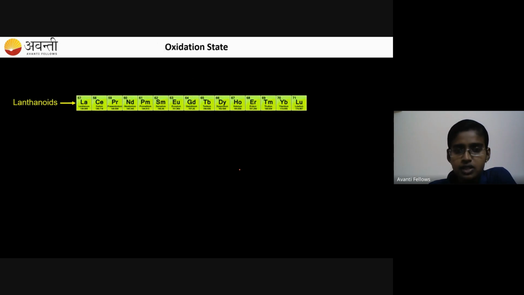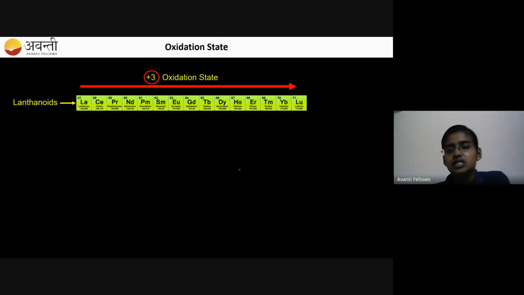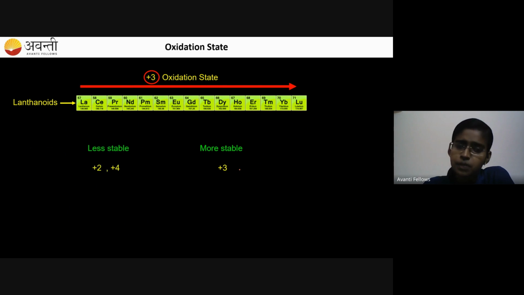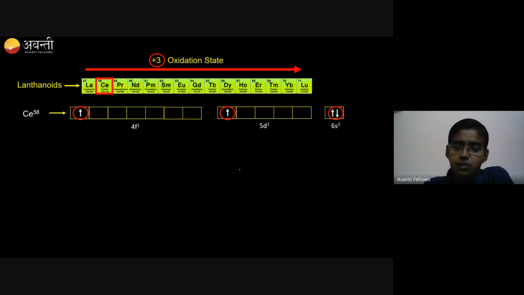Now coming to the oxidation state property of lanthanoids. The most common oxidation state for all the lanthanoid elements is +3. The most stable is +3, and the least stable are +2 and +4. For cerium, the configuration is 4f1, 5d1, and 6s2, and there are 4 valence electrons. So what does it do? It loses all its 4 electrons and becomes 4f0, 5d0, and 6s0.